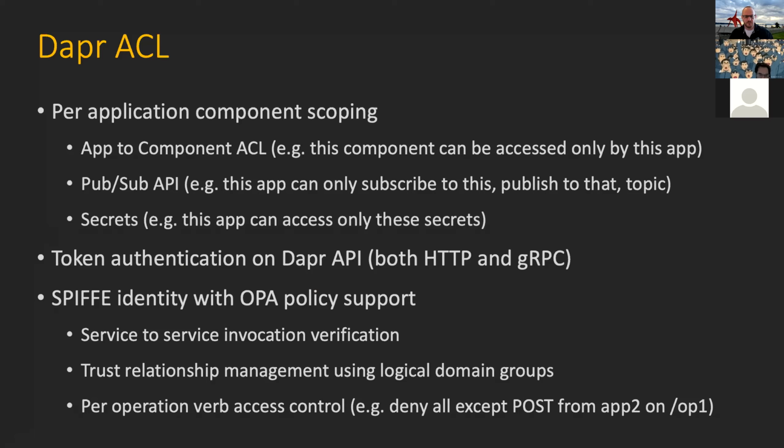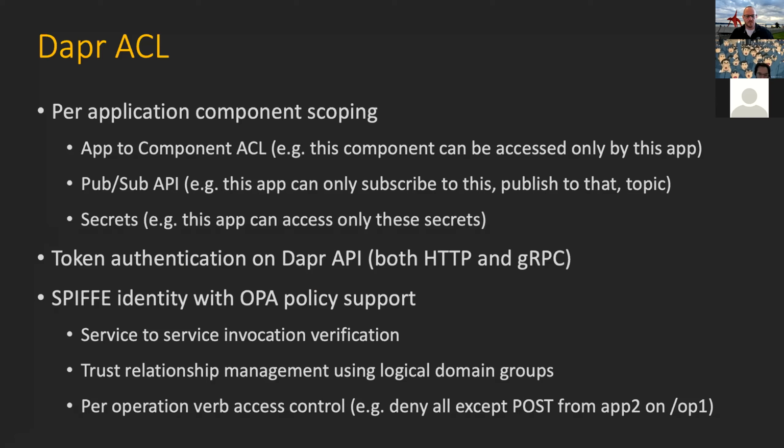A couple of things I want to cover is per-application component scoping, both with regard to designating which components can be accessed by which application, and being able to control the pub/sub API, allowing certain applications to only subscribe and some only to publish to a particular topic. Obviously, secrets is a key component of that.